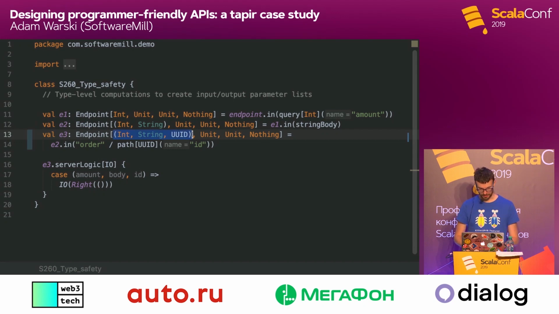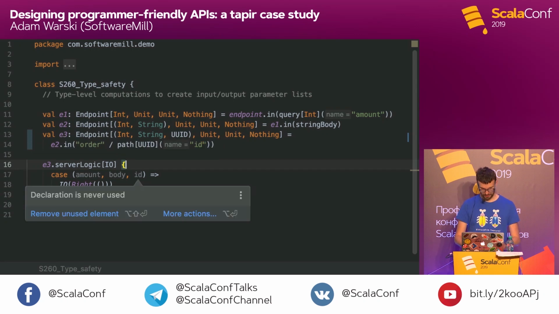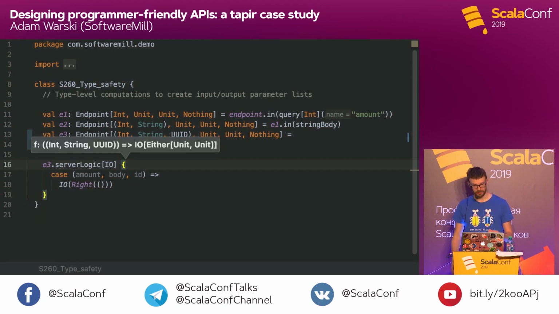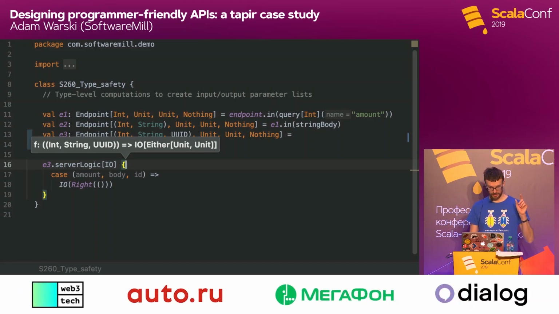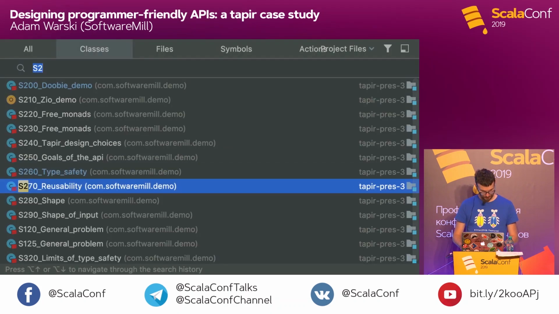Thanks to these type parameters over here, when we define the server logic, for example, we can do it in a type-safe way, right? So it's not only the compiler, but even the IDE can tell you that the function that you have to provide to turn this endpoint into a server needs to take one parameter which is a triplet of an int, string and UUID, so the parameters we had defined as an input, and return, well, here we don't return anything interesting, so we return just unit. But if we specify an output parameter, you would see different things in the Either.